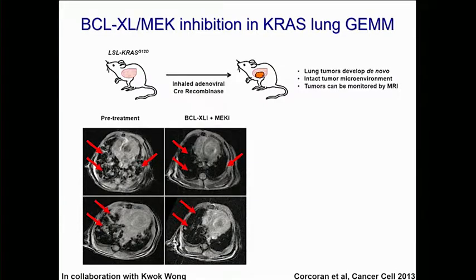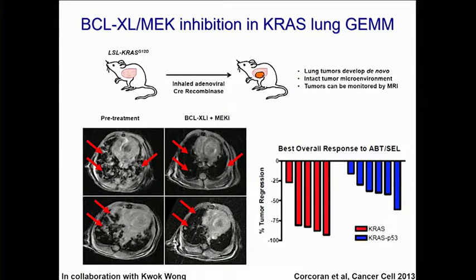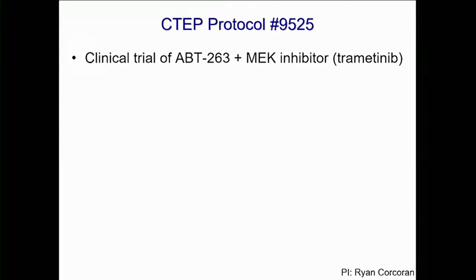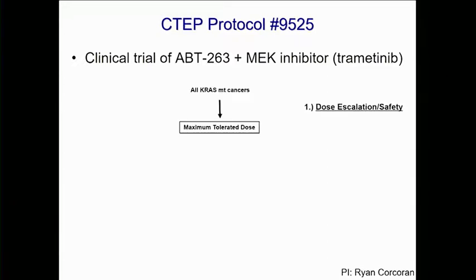However, after I think just 1 week of treatment with the combination, you see a near complete regression of these tumor nodules. And mice go from having difficulty breathing to going back to looking somewhat normal. We saw these very dramatic responses both in a model of KRAS alone as well as KRAS P53. And based on these data, we're running a clinical trial right now, funded through NCI CTEP, that's combining navitoclax with the MEK inhibitor trametinib.